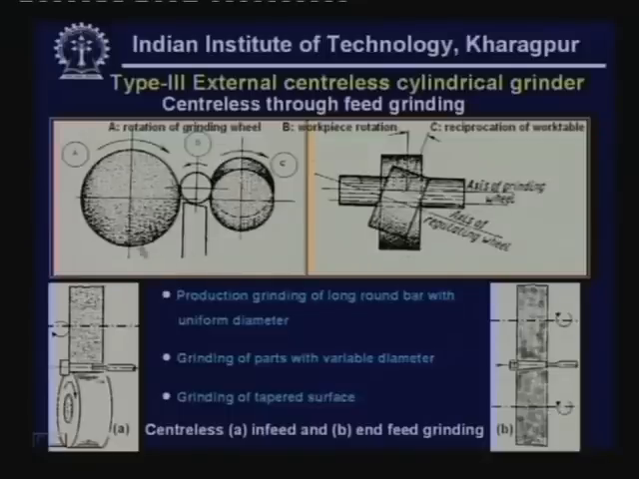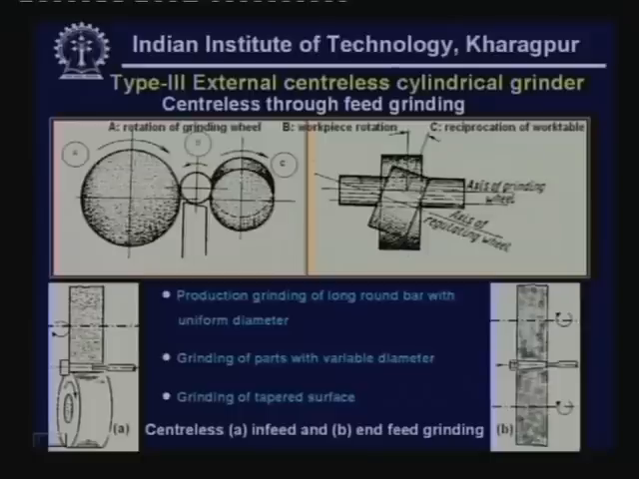centerless grinding. If we have a look into this diagram, we can see that the axis of this regulating wheel is not parallel to the axis of the job or the axis of the wheel either. It is a little inclined. The whole idea is that we have to provide the necessary rotation to this workpiece as well as the linear motion to provide the necessary feed.